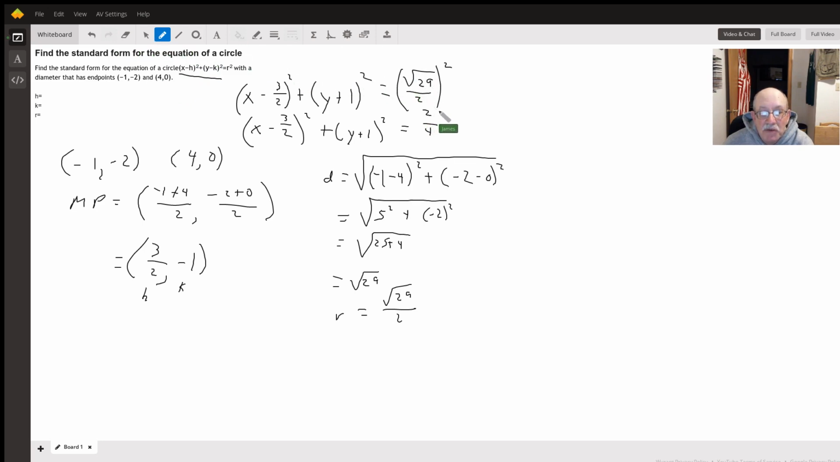So we'll end up with 29/4, what r squared will equal. So got it right the second time. But that's the equation of your circle right there.